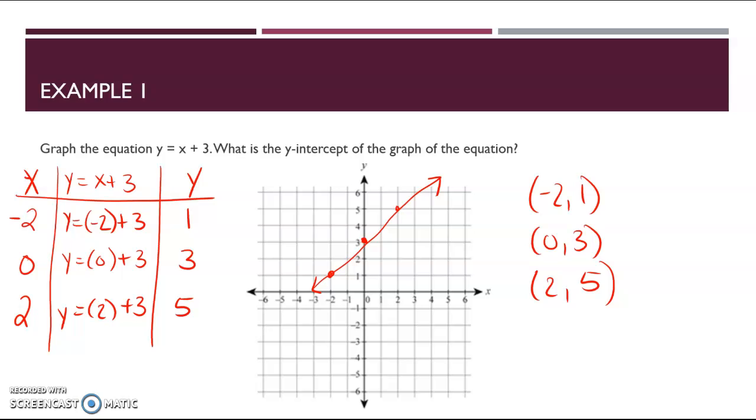On MathXL, you just have to take 2 of your points and plot them. I still suggest finding 3 points and making sure that your line goes through that 3rd point. So that's how we graph using a table.